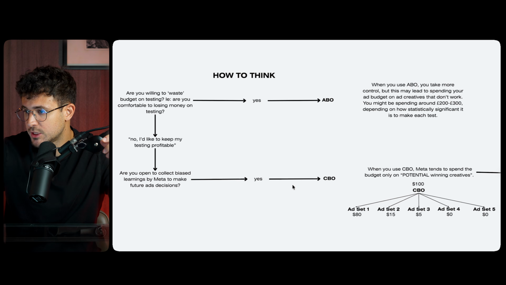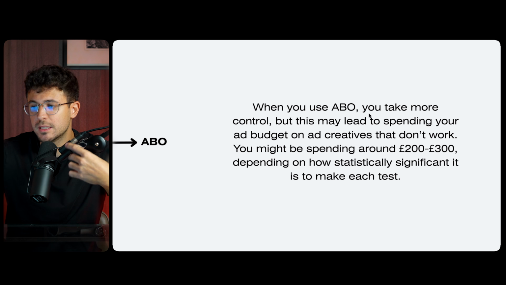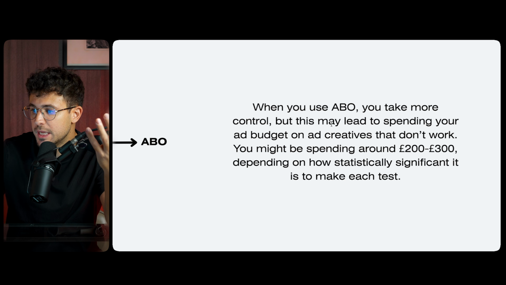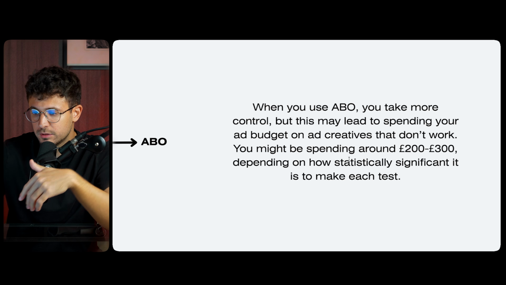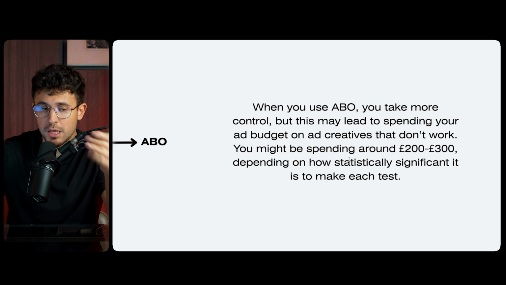Now, let me actually explain. When we go with an ABO setup, you basically want to take more control. But this might lead to spending your ad budget on ad creatives that don't work. You might be spending around 200, 300 pounds, dollars, whatever, depending on how statistically significant you want each test to be.